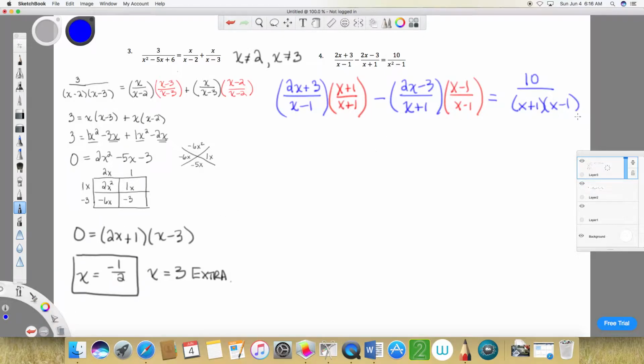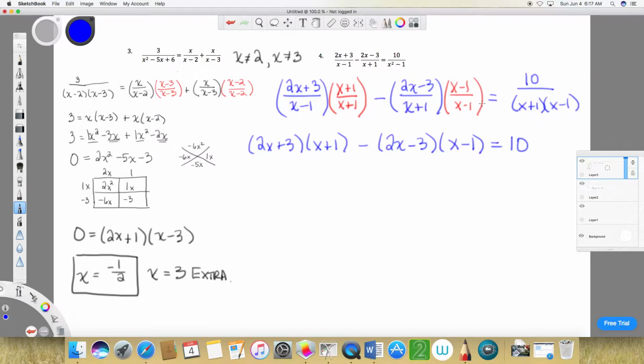All right, so now that every term here has the same denominator, I can multiply all these terms by that common denominator. And the only thing that I'll have left is the operations in the numerator. So I'll need to multiply 2x plus 3 times x plus 1. I'll need to multiply 2x, excuse me, minus 3 times x minus 1.